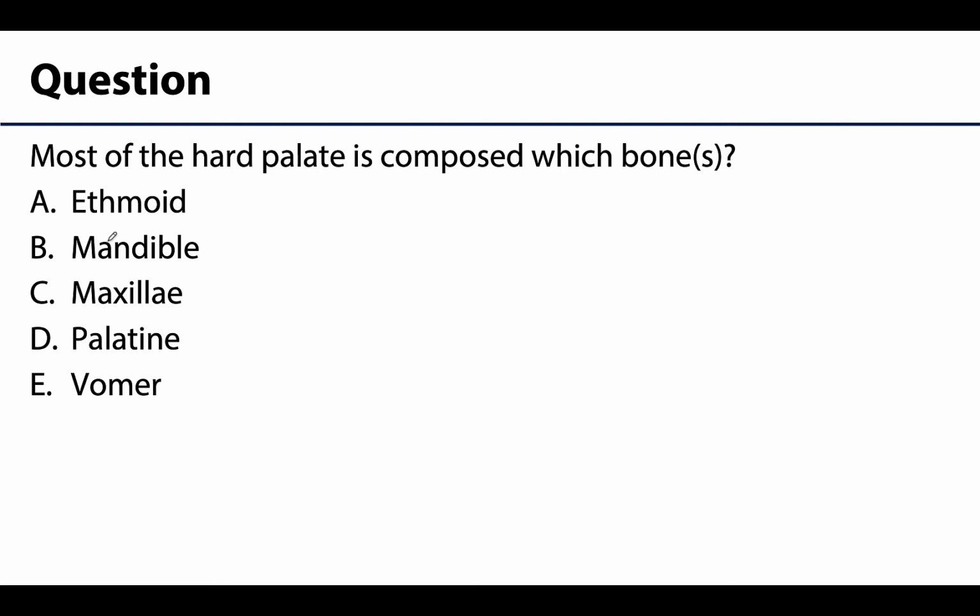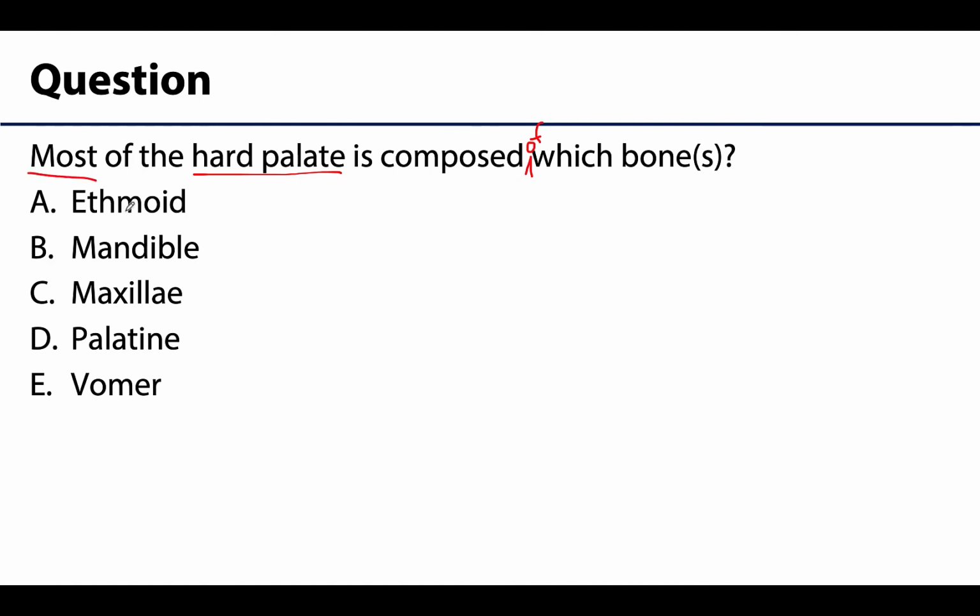So question, most of the hard palate is composed of which bone or bones? Is it ethmoid, mandible, maxillary bones or maxillae, palatines, or vomer? Which one is it? All right, so kind of keys in the stem. Hard palate. So we know, hopefully we remember, there are 2 main bones associated with the hard palate. And also we have most.